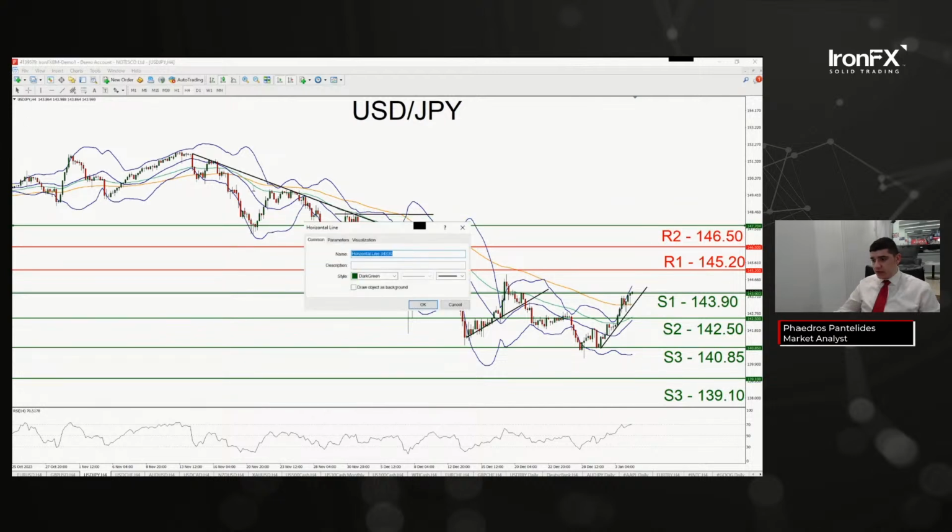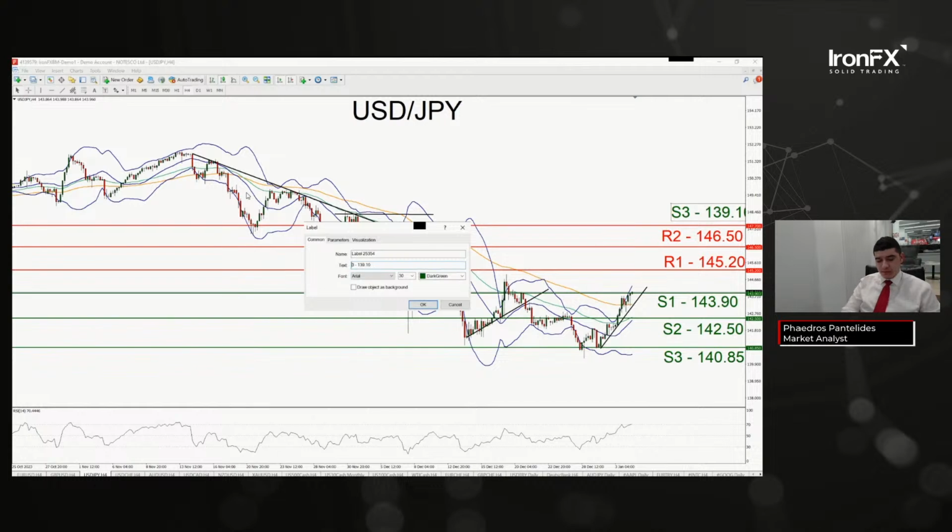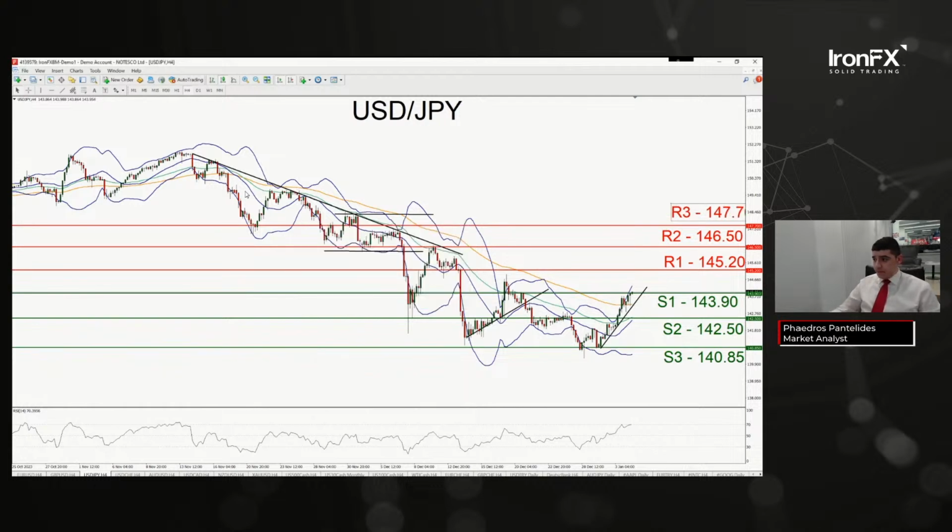On 147.70. So move all this 3. So 147.70. We're going to be looking at oil and gold as well.